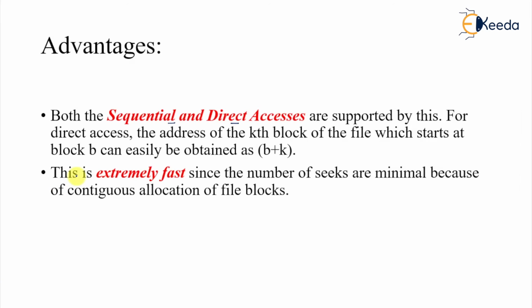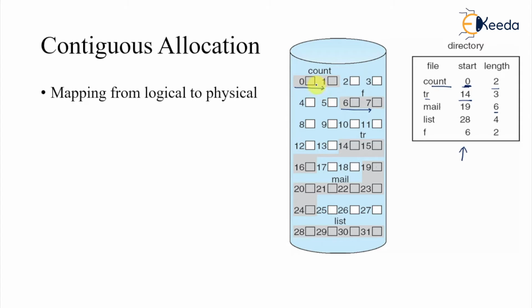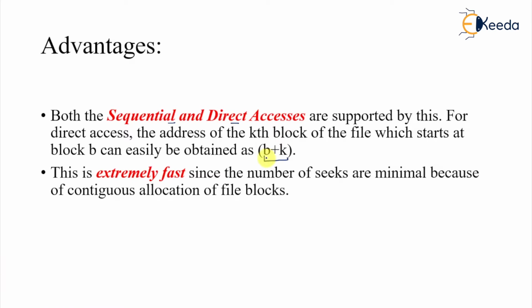Now for sequential and direct, this is for sequential access. For direct access, the kth block that you want to access for the file can be easily obtained by B plus K, the starting address plus k blocks. So the first block can be obtained by plus 0, and the next block by plus 1, the second block. That way the kth block can be obtained; here it is written B plus K.